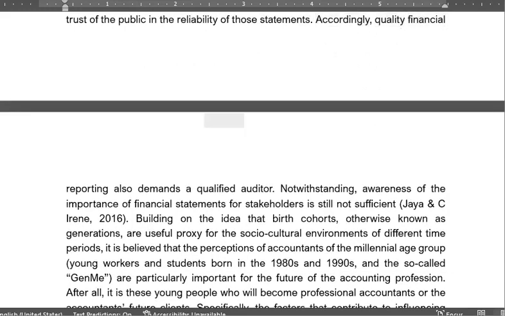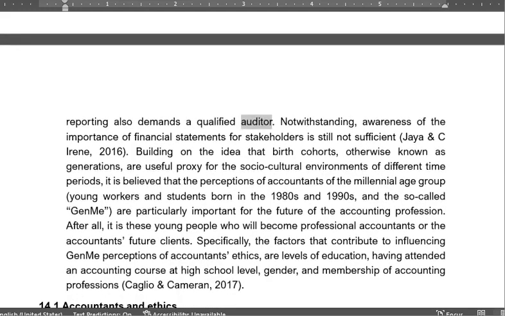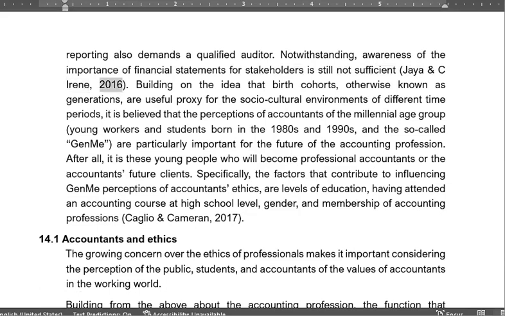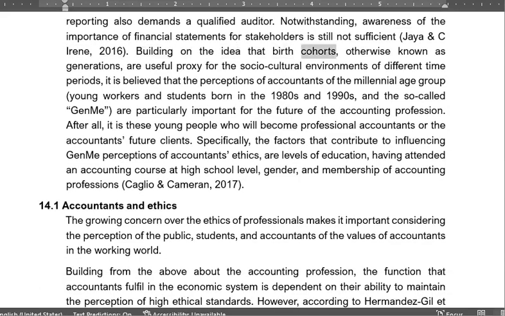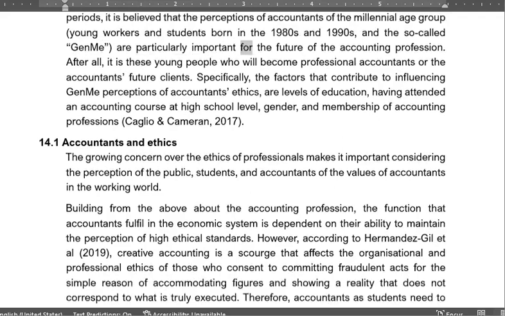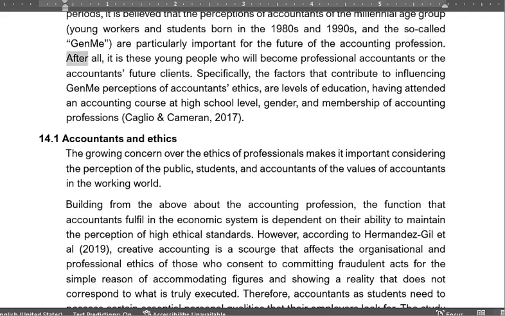Accordingly, quality financial reporting also demands a qualified auditor. Notwithstanding, awareness of the importance of financial statements for stakeholders is still not sufficient, Jaya and C. Irene, 2016. Building on the idea that birth cohorts, otherwise known as generations, are useful proxy for the socio-cultural environments of different time periods, it is believed that the perceptions of accountants of the millennial age group, young workers and students born in the 1980s and 1990s, and the so-called Gen Me, are particularly important for the future of the accounting profession. After all, it is these young people who will become professional accountants or the accountants' future clients.